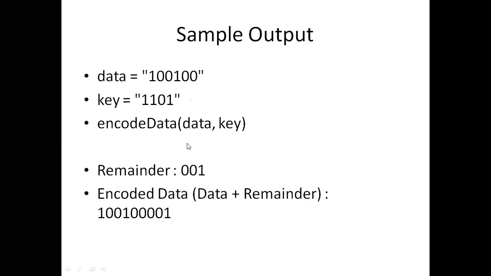At the receiver side, the same encoded data is coming to the data part, and the key is the same value. Here is the decoding of data with data and key. Okay, so this encoded data can be divided by using this key. If the remainder is all zeros, then the data will be accepted. Otherwise, it will be rejected. Okay, that is the output of this program.